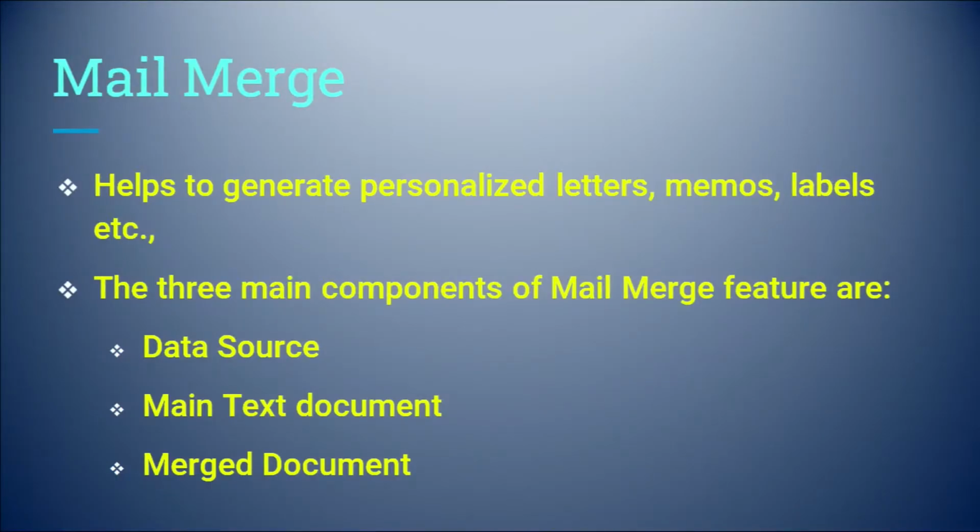So, the main components of the mail merge feature would be the data source and the main text document, the merge document. Why? Because we are using the merge option to merge the content from the data to the emailing software. So that is why the text document will be already available with us, the complete document, and the merge document that we have created only to send that to the users, to the receivers whom we are planning to send this email to. So then this feature is used.